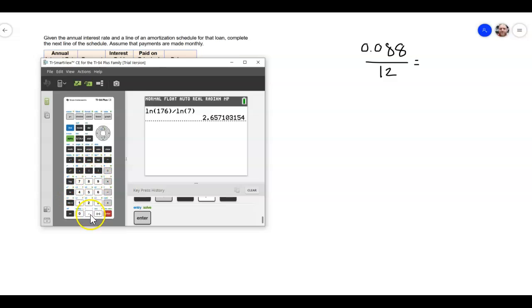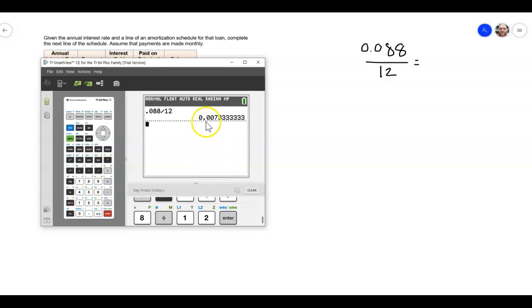That's from the last problem. So 0.088 divided by 12, and we get 0.00733. And I'm actually going to leave that in there like that because I'm going to end up using that.